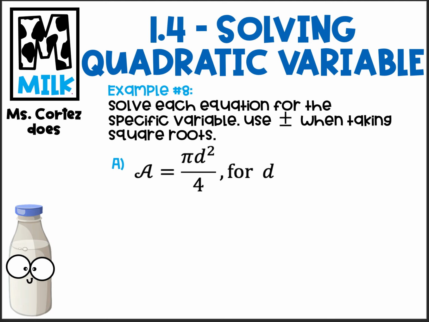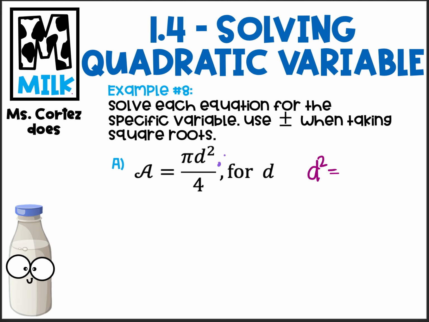In this example, we are going to solve for d, and A equals pi times d squared divided by 4. Because I want to solve for d, I would like to first rewrite my equation in a way that I can apply either the quadratic formula or the square root property. It looks like I can solve for d squared equals, and then I will be able to apply the square root property.